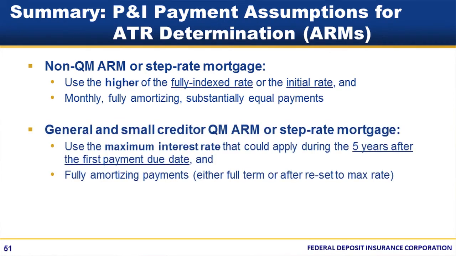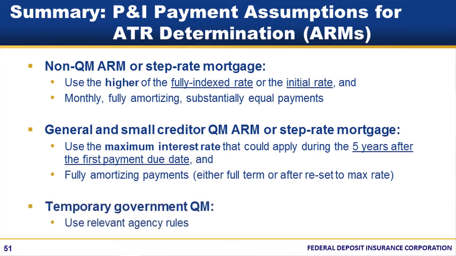For the general QM and the small creditor portfolio QM, calculate amortizing payments using the maximum interest rate that could apply under the contract in the 5 years after the first due date. And for the GSE eligible QM, refer to the GSE's underwriting guidelines. If you are writing an interest-only loan, and remember, you can write non-QM interest-only loans, the Small Entity Compliance Guide will tell you how to calculate the payment to use for underwriting those loans too.